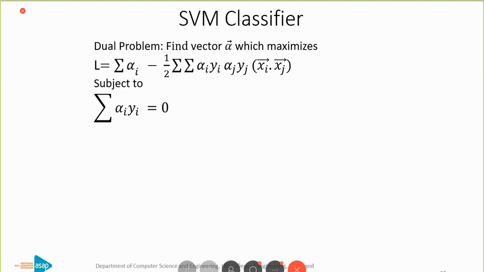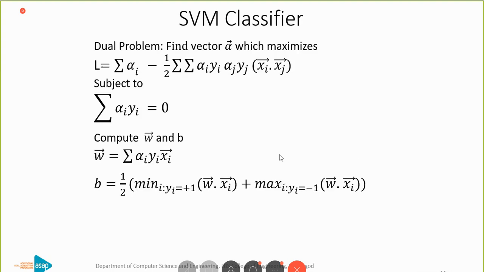Okay, as I said, when you deal with problems which are not linearly separable, you go into higher dimension. In higher dimension also, you just need to take the dot product of samples. Now I am going to write the equations of W and B. The W we already know is the summation of alpha i, yi, and xi.